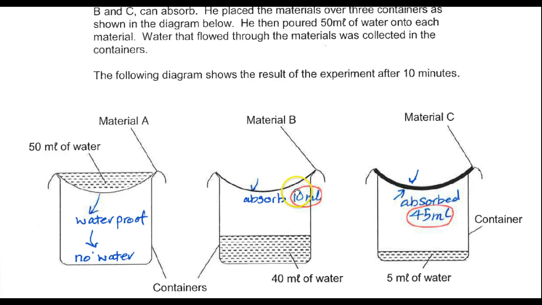Now material B, out of 50 milliliters, 40 gone through, only 10 milliliters being absorbed. So this one absorbed partially, but the majority of the water still goes through this material. How about this? 45 milliliters being absorbed, but 5 milliliters probably gone through. It means this material C is a very good absorbent. It can absorb water very well.